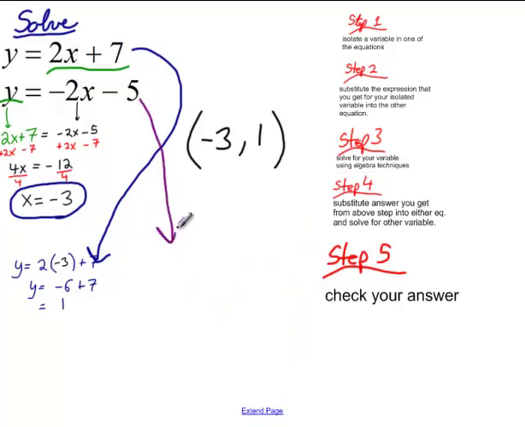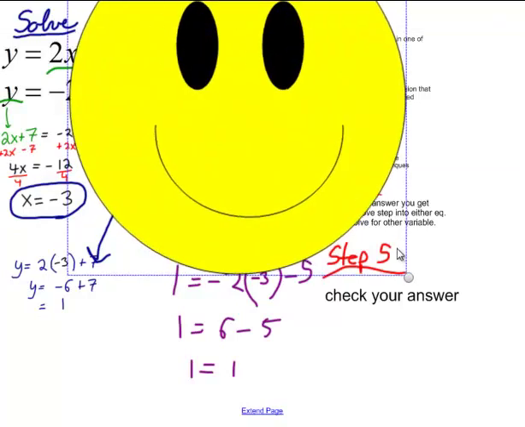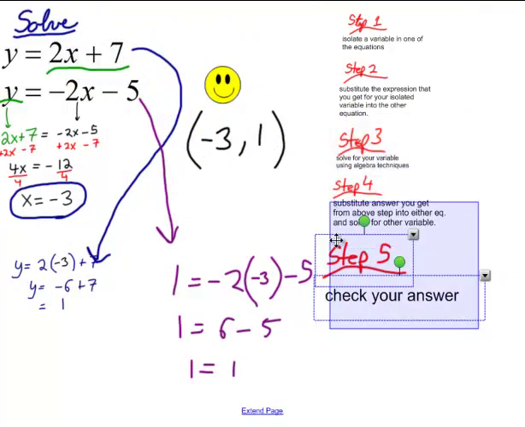Let's try it with this one. So again, 1 is equal to -2, and my x is -3 minus 5. Okay, well I get 1 is equal to, that's 6 minus 5, which again 1 is equal to 1. So both of these check out, which is great. That's what I wanted to happen. So I'm happy. Okay, so we have all of these steps.